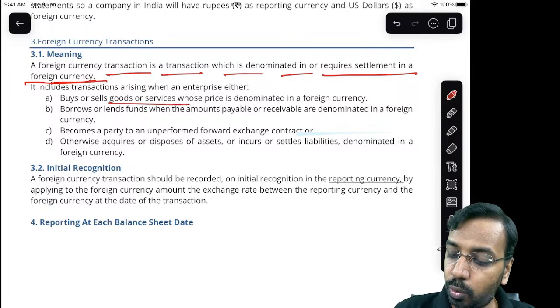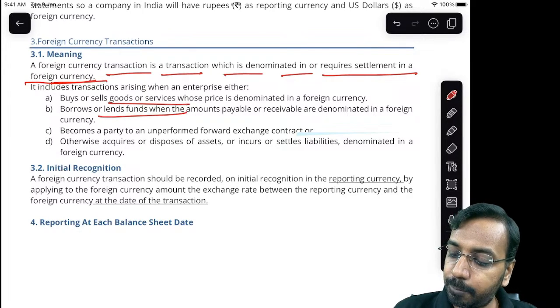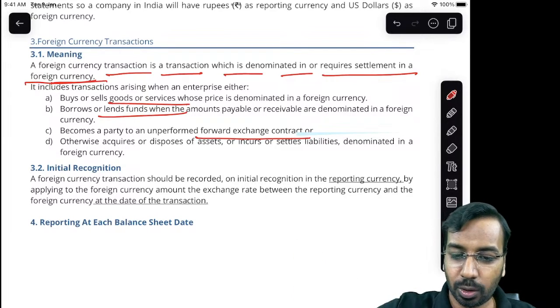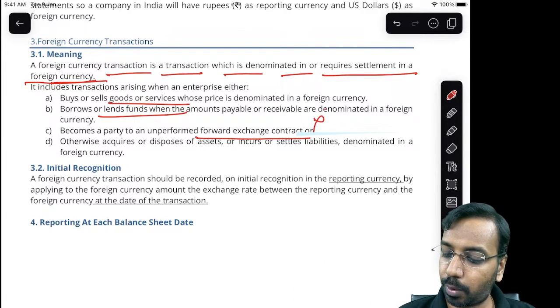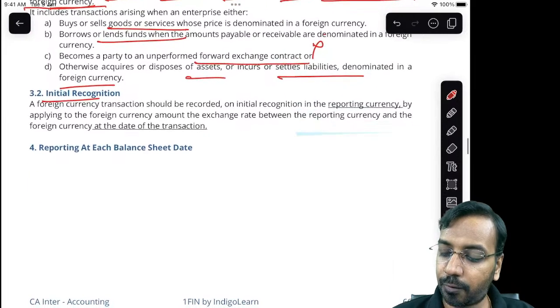So when you buy or sell goods or services, when you borrow or lend money, when there is a forward exchange contract, you can ignore it for now. For the examination, not very important. Or you sell an asset or settle a liability in a foreign currency. Initial recognition of a foreign currency.